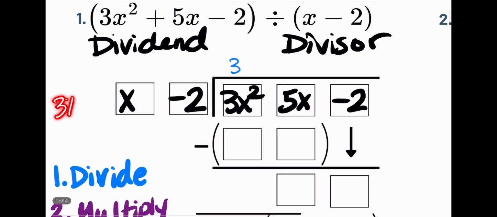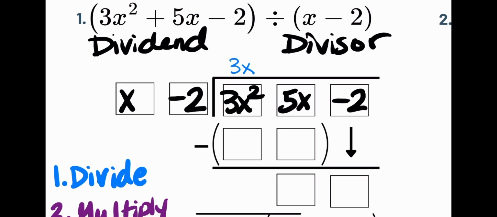But then we have x squared divided by x. Well, this exponent is 2 at the top, and at the bottom we have an exponent of 1. Well, 2 minus 1 is 1. So we just get x to the first power, which would be x. Okay, so 3x squared divided by x is 3x.